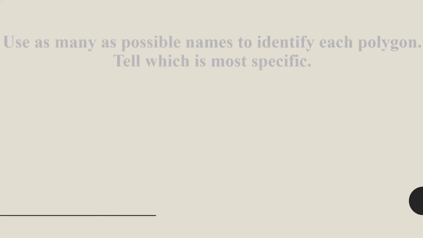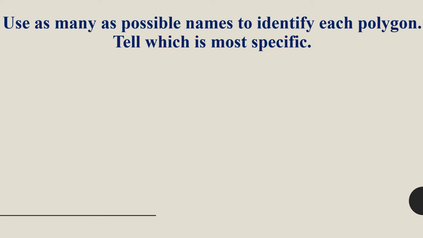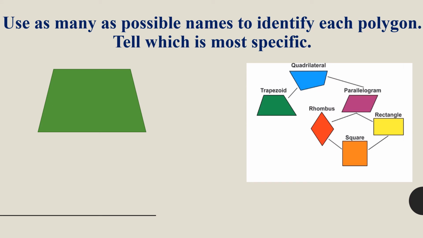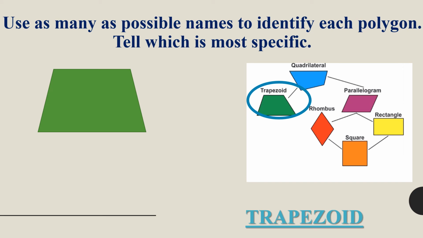Now let's try a problem. Use as many names as possible to identify each polygon. Tell which is the most specific name. Now look at the figure carefully. Could you guess what will be the name of this figure? Yes, trapezoid. Now look at this figure and say what are the possible names. Trapezoid is related to quadrilateral only. So what will be the name? Quadrilateral and trapezoid.